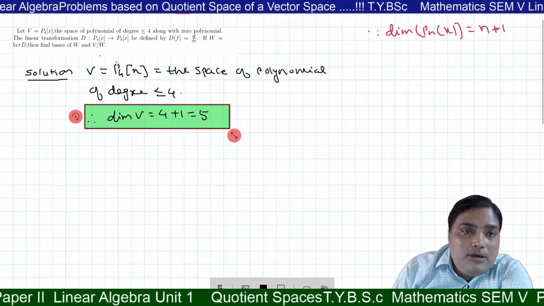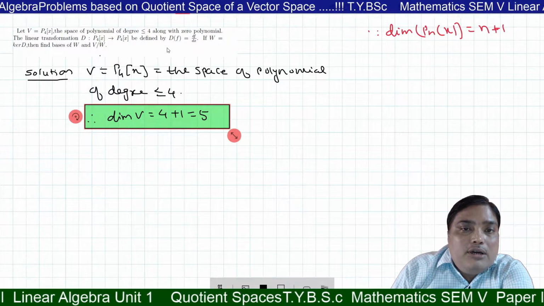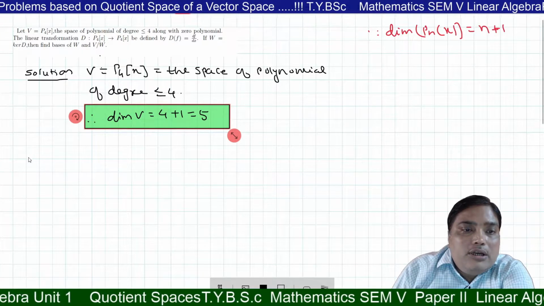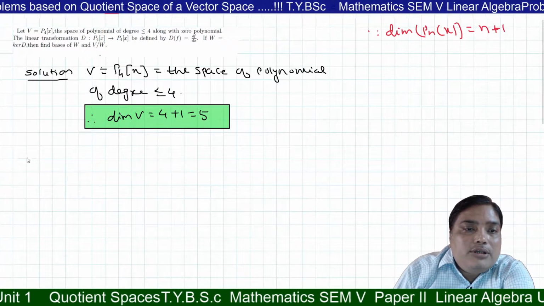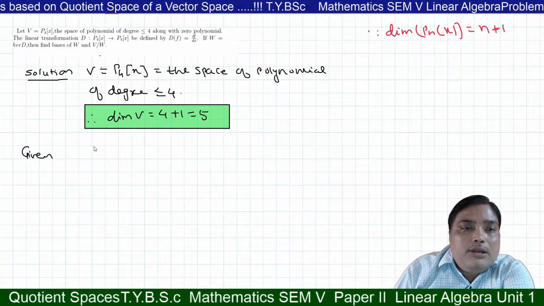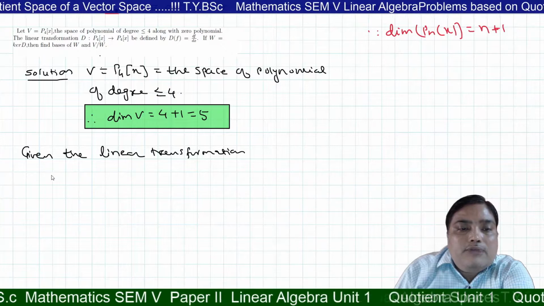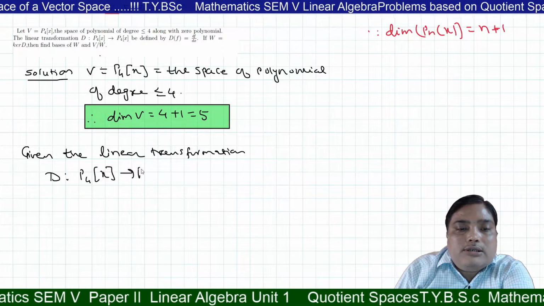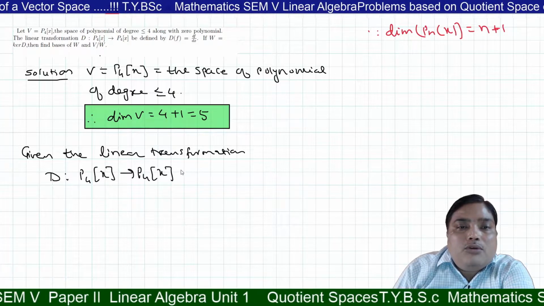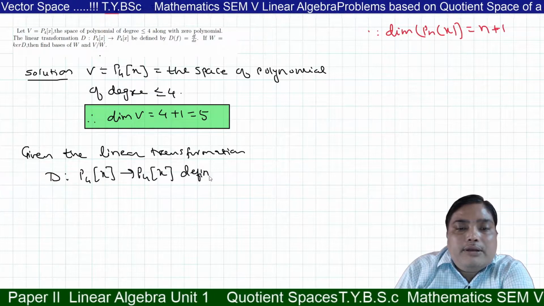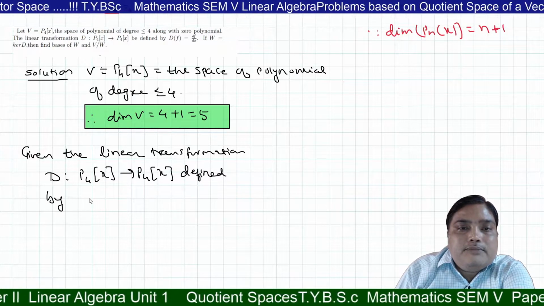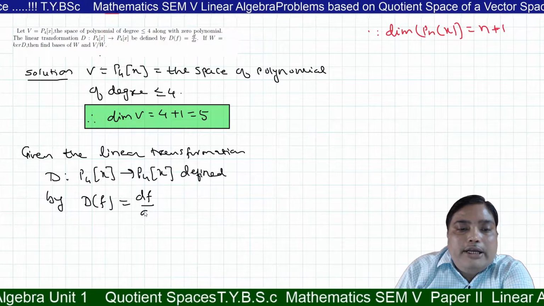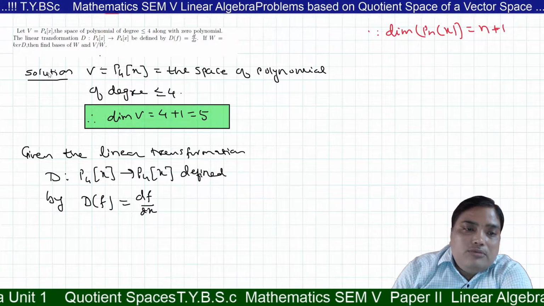Now next, the definition of W. First we write the definition. Given the linear transformation D from P4(x) to P4(x), which is defined by Df equal to df by dx. So this is the definition of the linear transformation given to you.